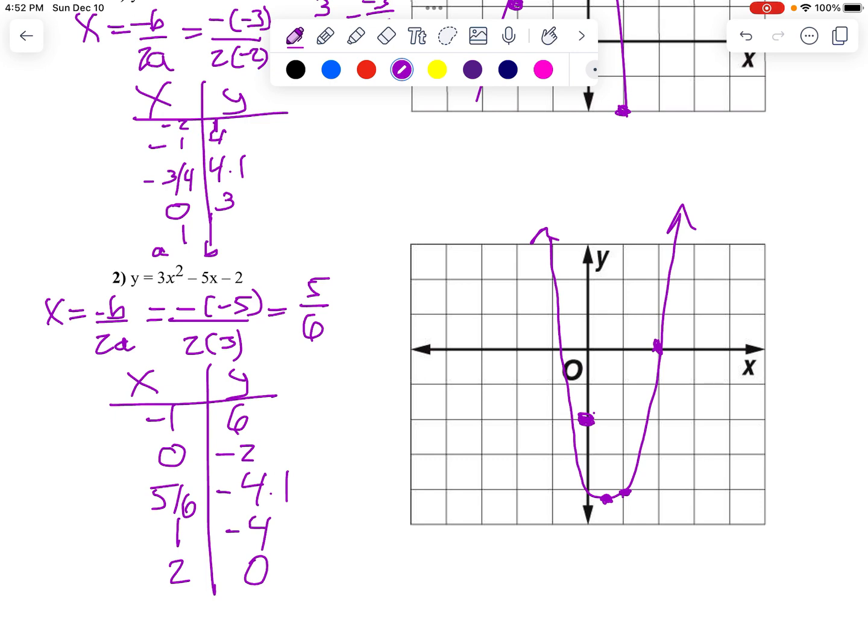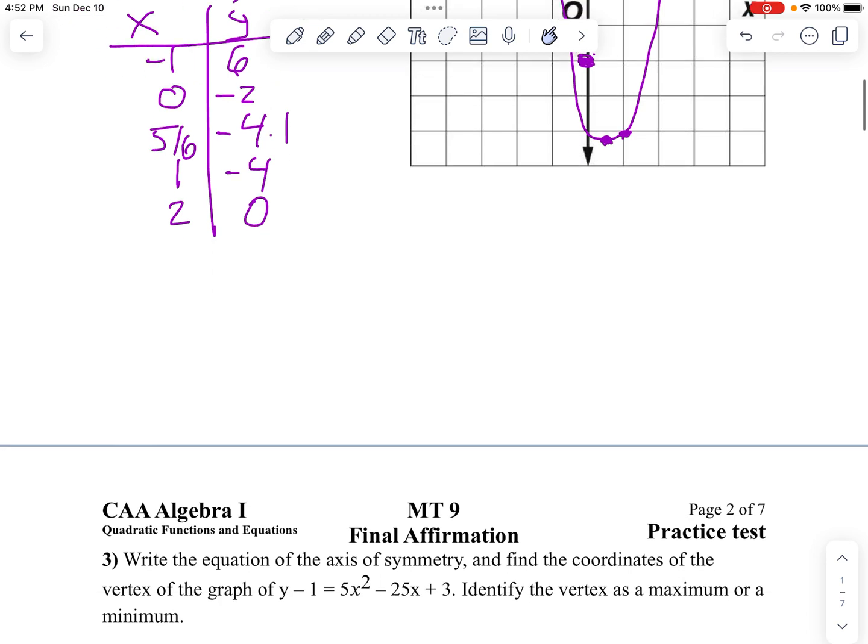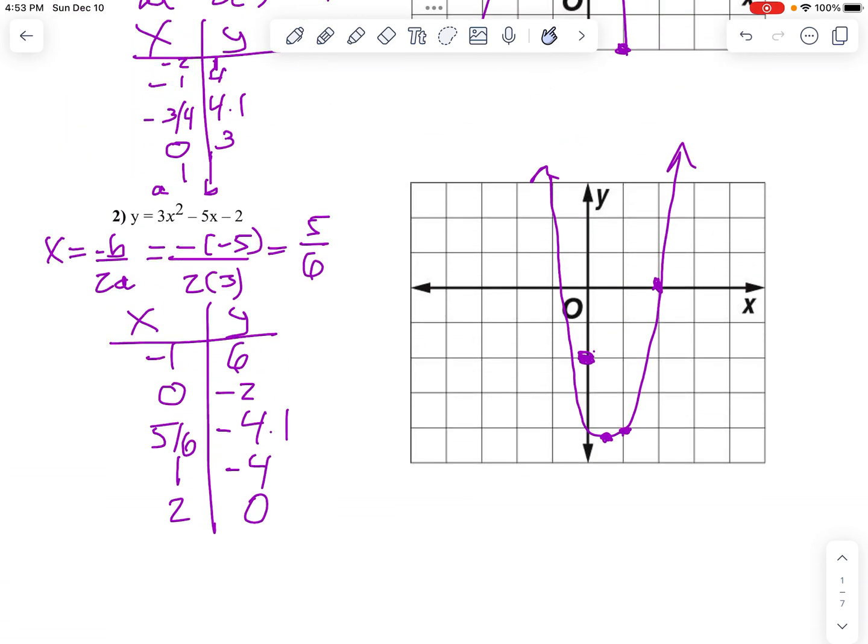Now we've got our 3 points: 2 points to the left of the vertex, our vertex, and then our graph. And that's what you would do to graph these on your test. I don't want just the graph. I want to see 2 points to the left, 2 points to the right, and the vertex.